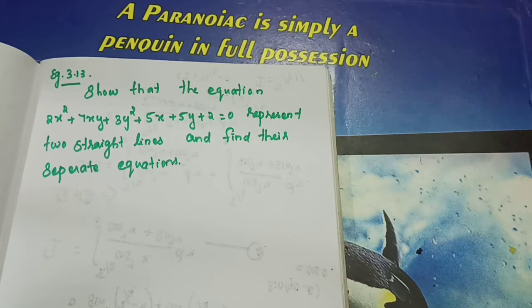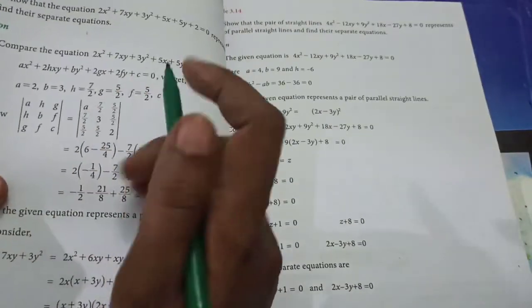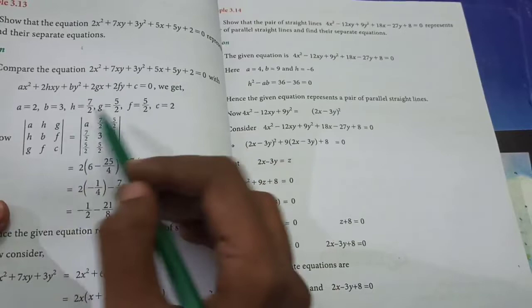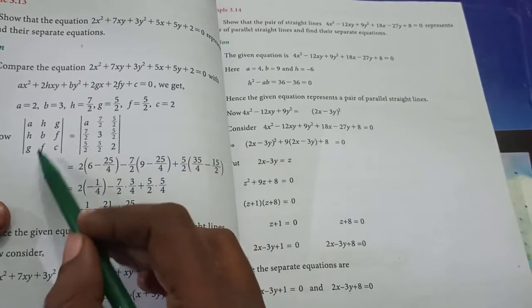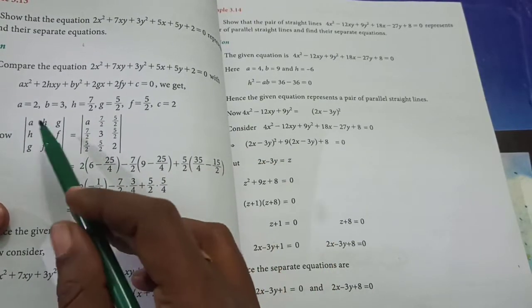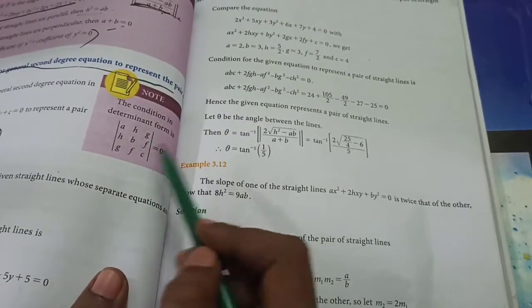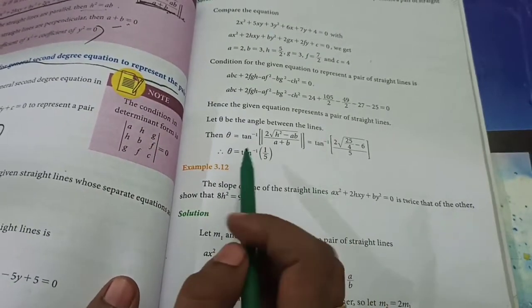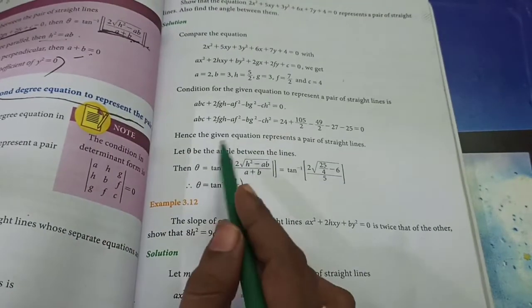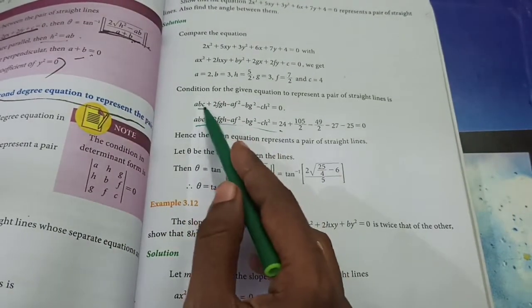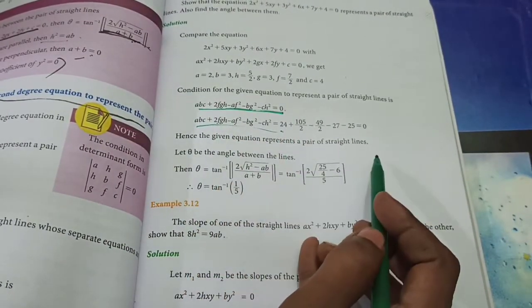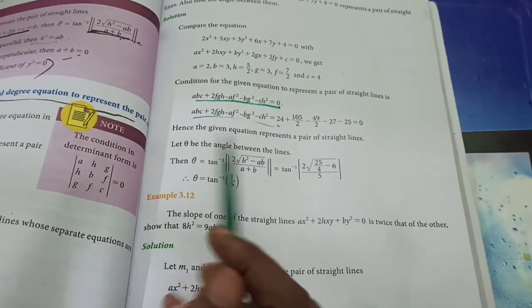Understand? So one thing first I am saying. In your book, they took the given equation, found all the values, and then took the determinant value equal to 0. This is also the condition for a pair of straight lines, as in this note. So both are correct. That is what I said in example 3.11. This formula equal to 0 also represents a pair of straight lines. Otherwise this one is also correct.